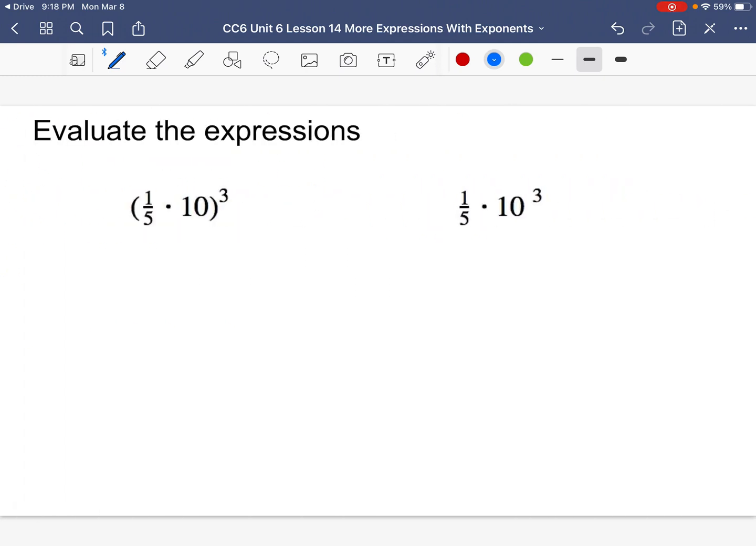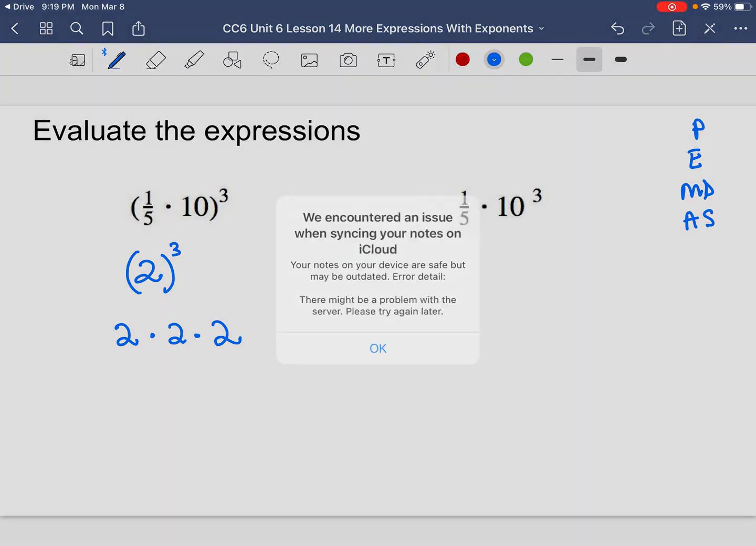Now let's look at these two very similar expressions here. Again, I'm going to write my order of operations here to remind me of the order. So first we've got 1/5 times (10) in parentheses cubed. So let's deal with what's in the parentheses first. 1/5 times 10 is 10 divided by 5, which is 2 cubed, and then we can expand it, 2 times 2 times 2. So 2 times 2 is 4, 4 times 2 is 8.